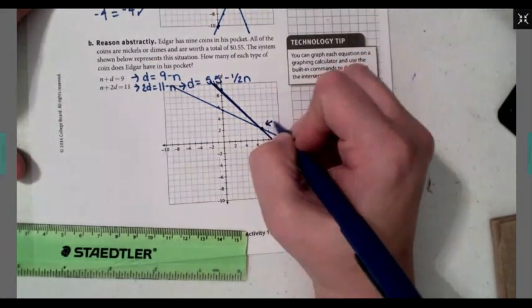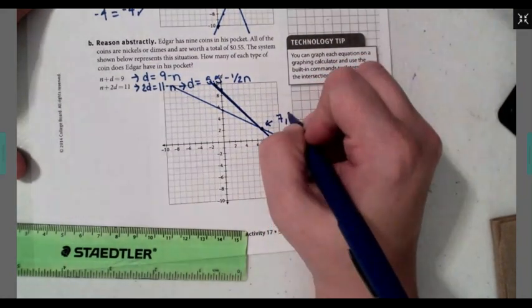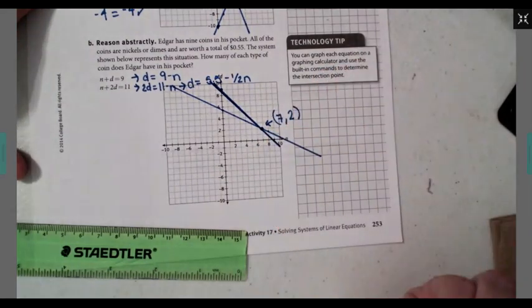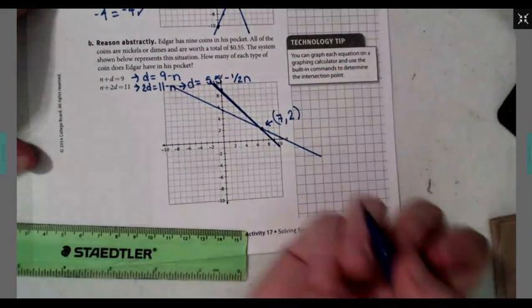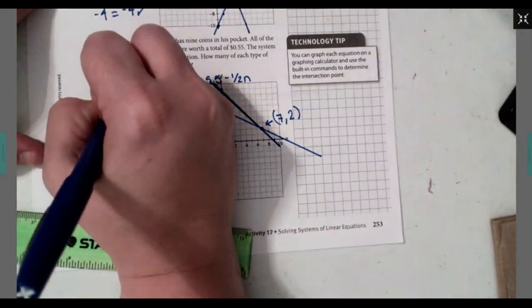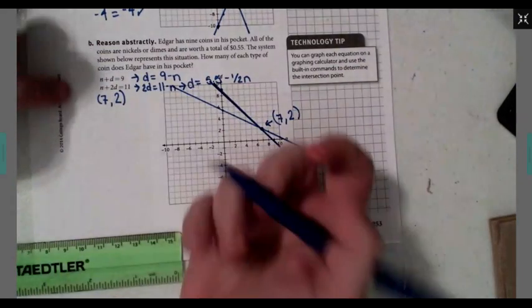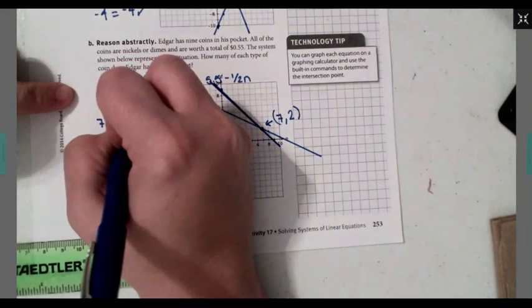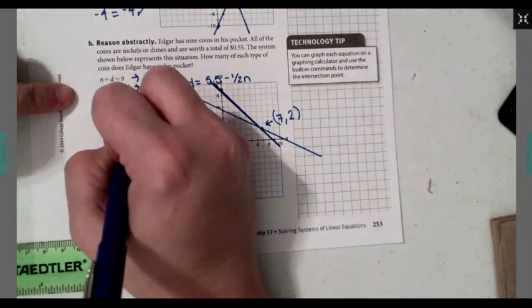Intersection right here at 7, 2. Which means what? We have 7 nickels, 2 dimes. Let's double check this. 7 plus 2 equals 9. Well, that's right.